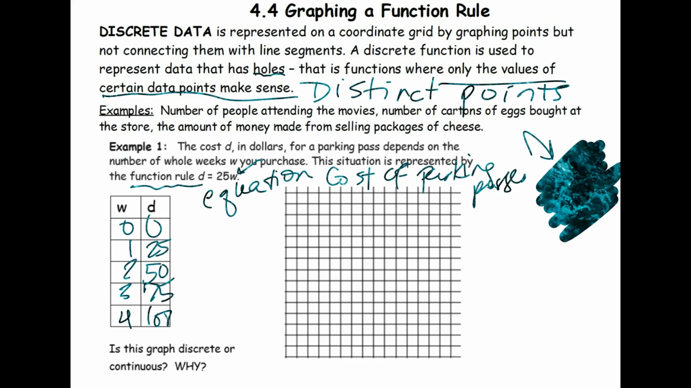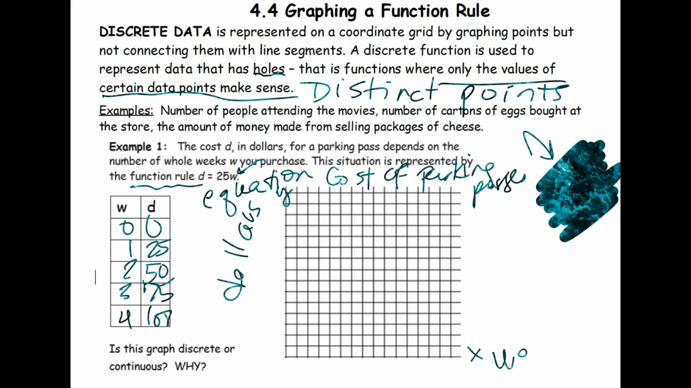All right, the cost of parking passes. They said that we have to have the y-axis and the x-axis labeled. So we're going to label this the x-axis. Sometimes you'll see a W there, and then you won't see a y. You'll see whatever the variable we're using for the range. You'll see a D. Then they want us to appropriately label the y-axis. What is our output? Our output is our D, which is our dollars. So we're going to label this dollars.